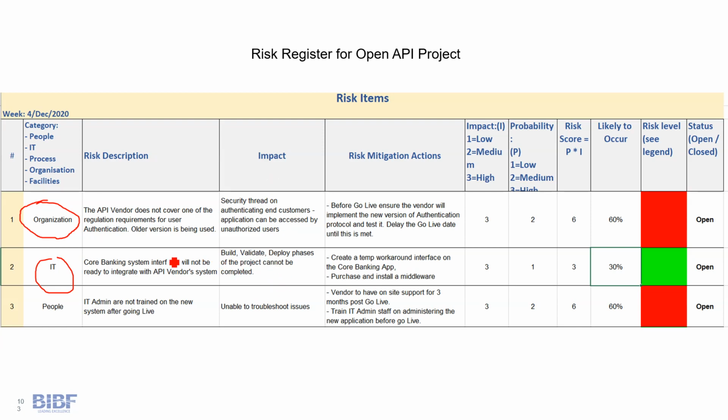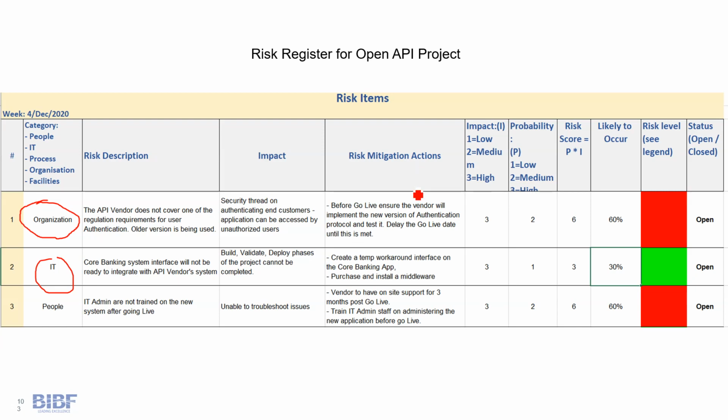If my core banking system is not going to be ready to integrate with the vendor, I cannot complete any of the project. The phases of build and validate and deploy, I will not be able to complete the project. I can probably do the analysis part of the project, that's fine, but you will not be able to do any kind of build activities or validation activities on the specific project, okay? Which means your whole project will be delayed.